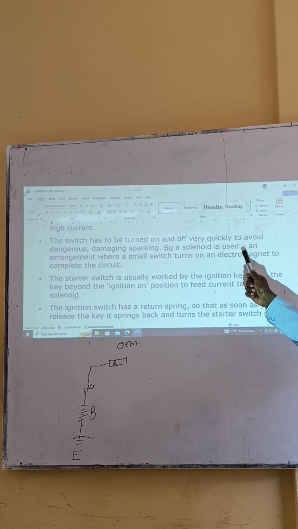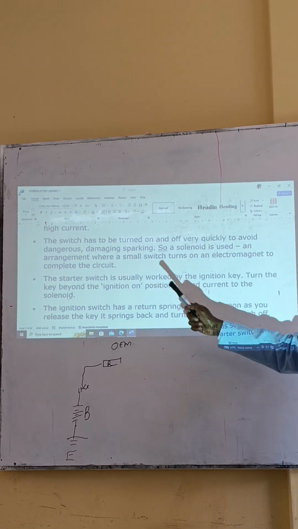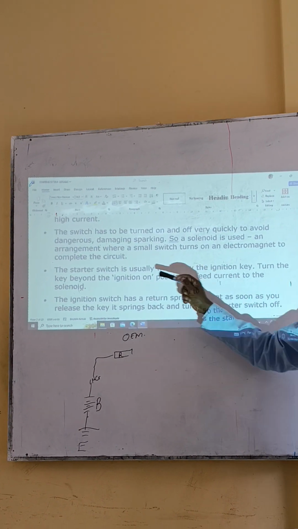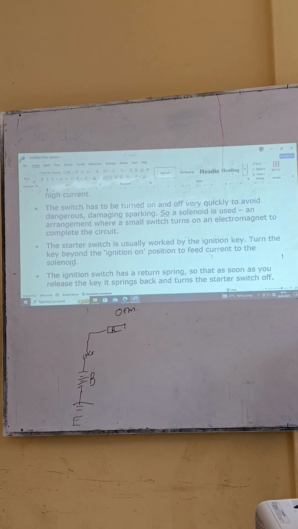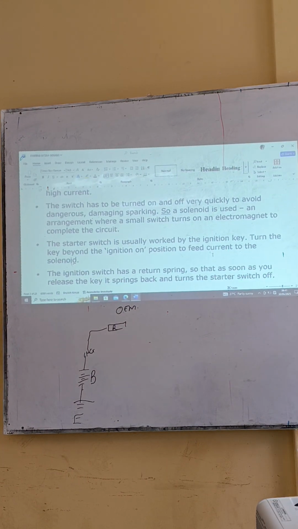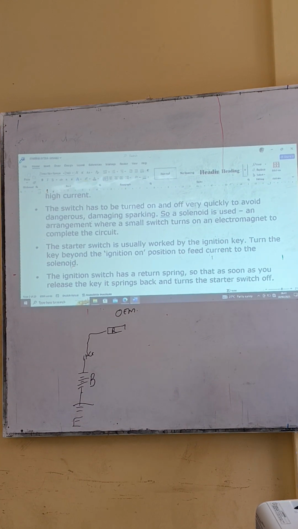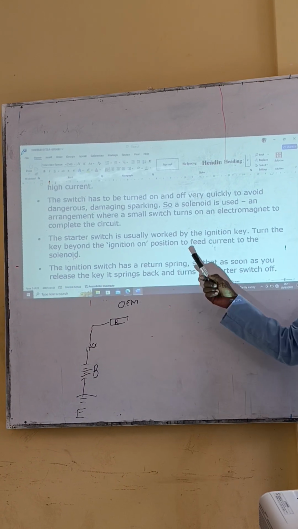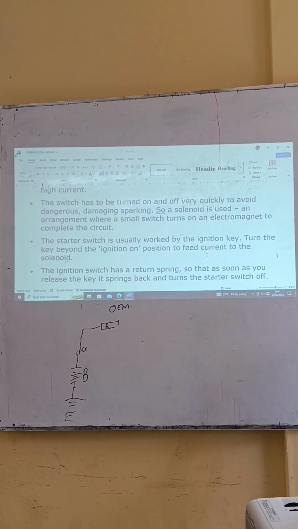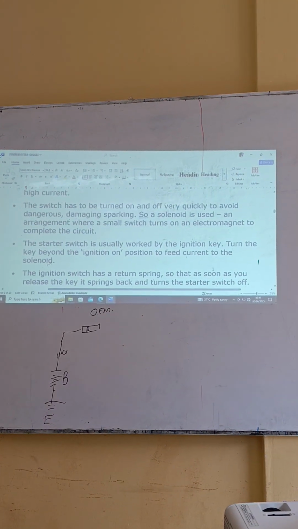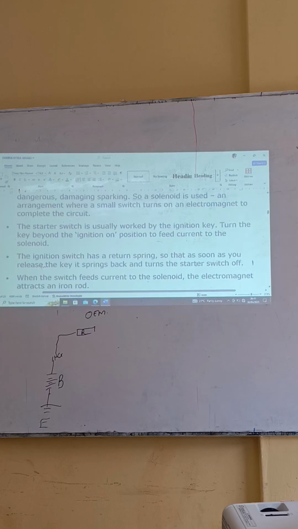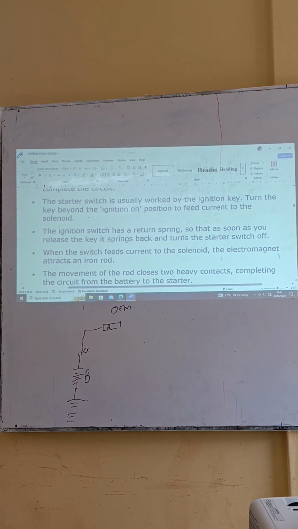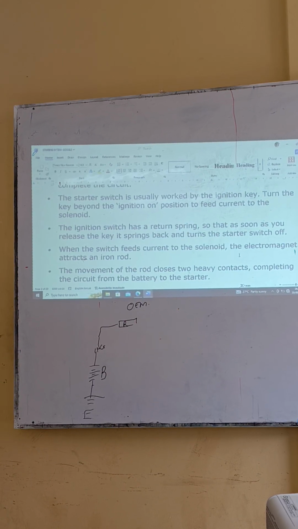So a solenoid is used, an arrangement where a small switch turns on an electromagnet to complete the circuit. Number seven, the starter switch is usually worked by an ignition key, which turns beyond the ignition on position to feed the current to the solenoid. Number eight, the ignition switch has a return spring, so that as soon as you release the key, it springs back and turns the starter switch off automatically.